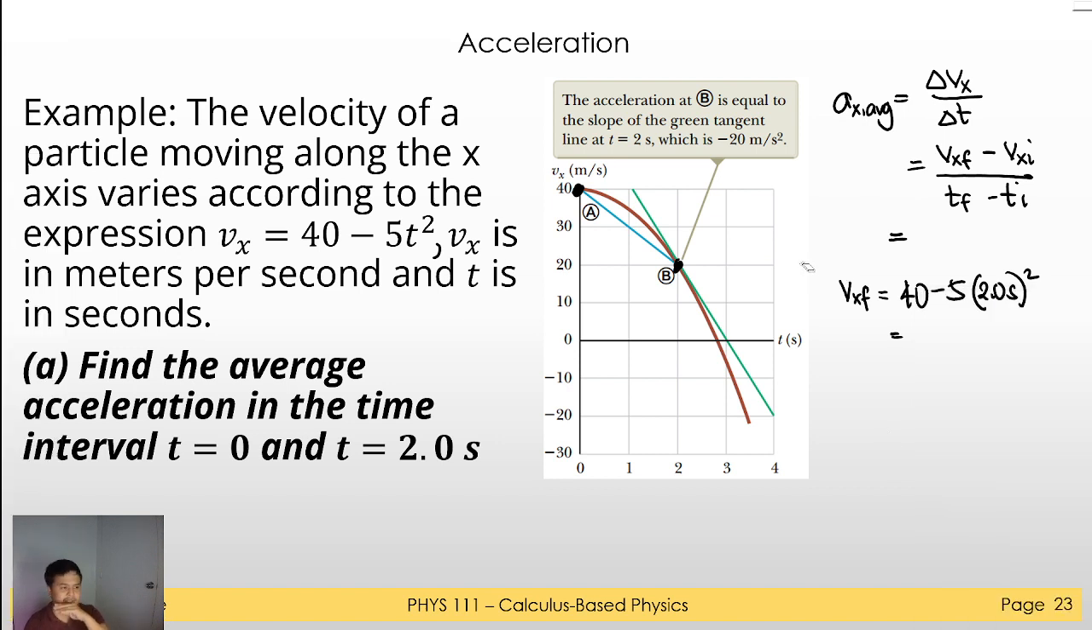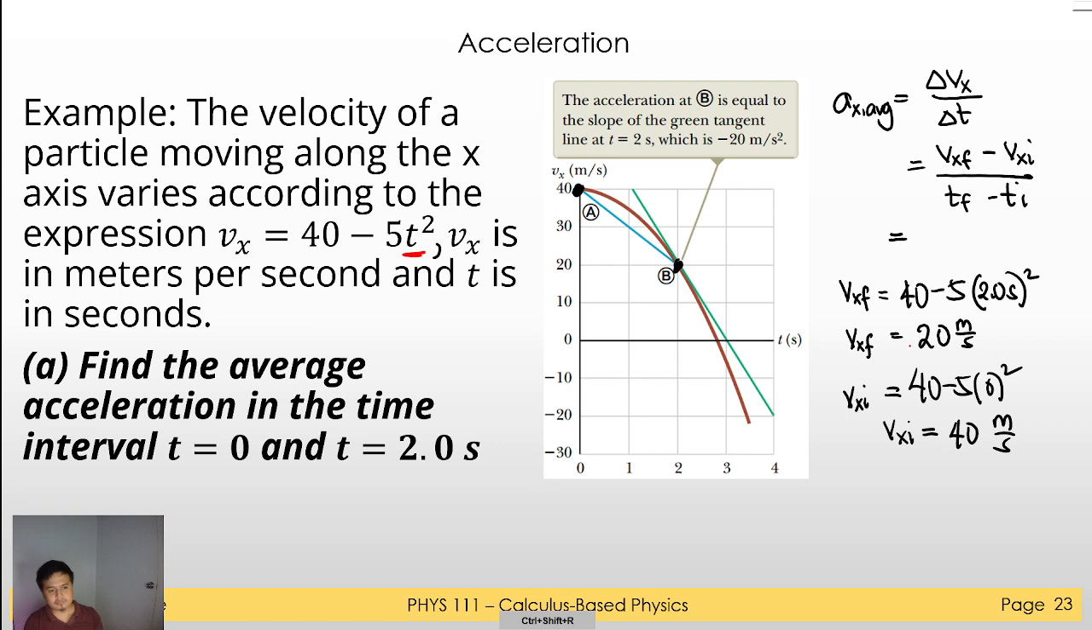So 20. So what is the unit? Let's say that this is in meters per second. So this is the final velocity. The initial velocity is when we substitute the value of t again in this function. So we have 0, no? So this will be 40 minus 5 times 0 squared, which is equal to 40 only. So substituting this value to get the average velocity.